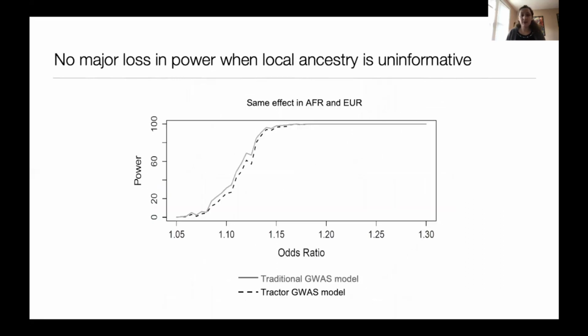Additionally, in cases when we would not expect any value from incorporating local ancestry, that is, when everything is identical across ancestries, we do take a small hit in power from the inclusion of an additional term in our model, but this hit is not too substantial.